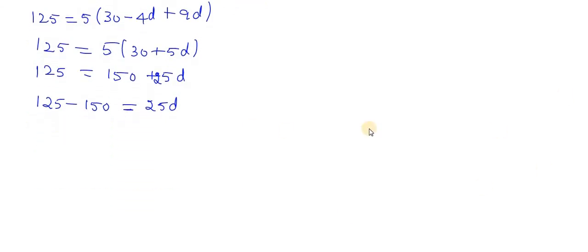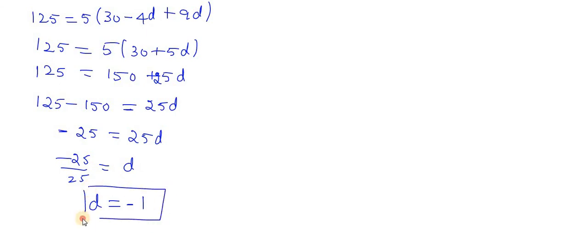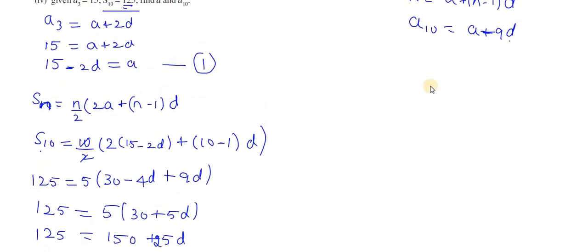Now simplify further: minus 25 is equals to 25D. Therefore minus 25 divided by 25 is equals to D. So D is equals to minus 1. We get that the value of D is equals to minus 1. Now substitute this D value, minus 1, in the first equation, equation 1.